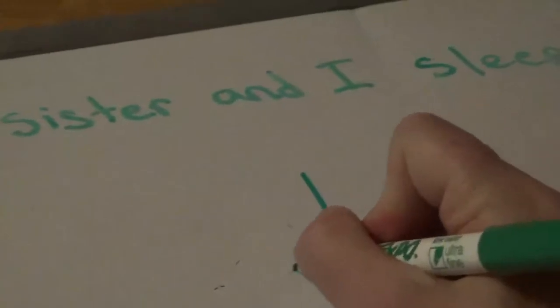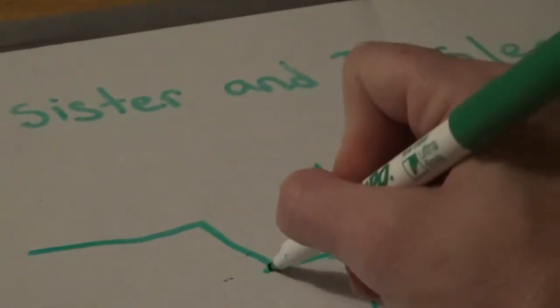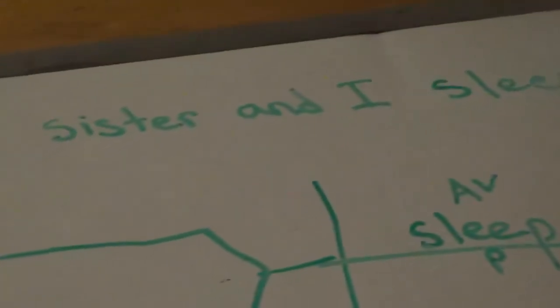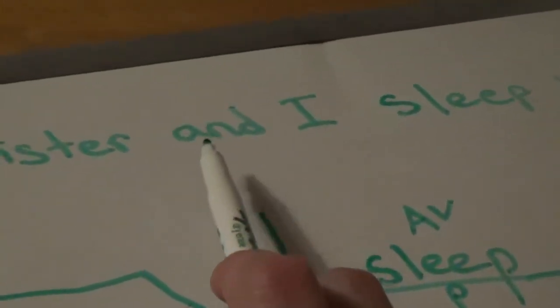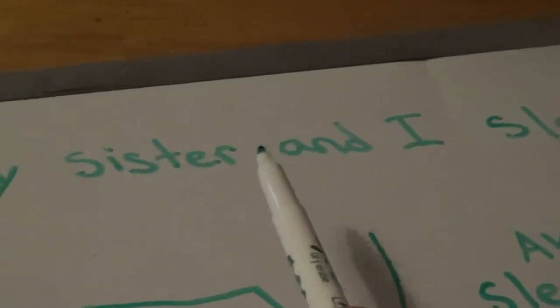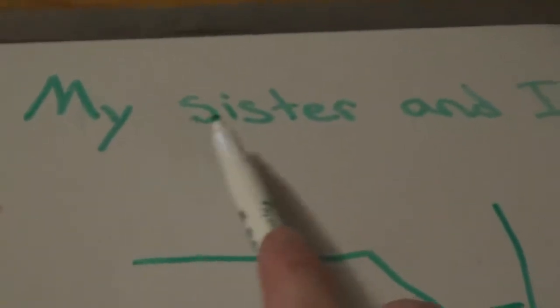A compound subject. Now, in the last video, we talked about compound sentences. Is this a compound sentence? My sister and I sleep very late? No, it is not. A compound sentence is when you have two independent clauses joined by a coordinating conjunction. And to be an independent clause, it has to have a subject and a predicate and can stand alone. My sister is a subject, but no predicate. So it cannot stand alone. It's not an independent clause.